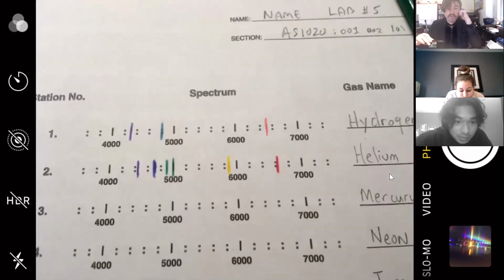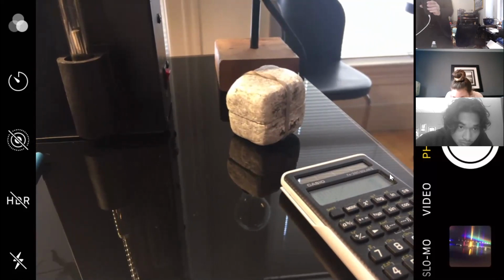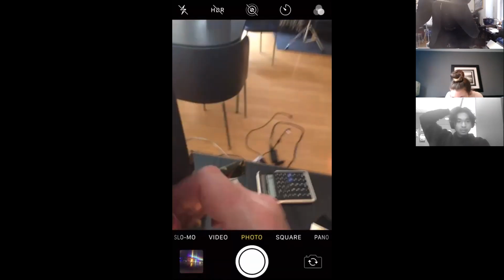Okay, helium's done. Let's move on to mercury. Oh shoot, that's gonna be wicked, wicked hot. Okay, hold on a second while I get an oven mitt. I should not have left that on. It's going to be very, very hot. Okay. What do we got next? Mercury.